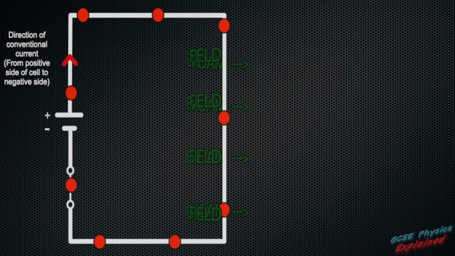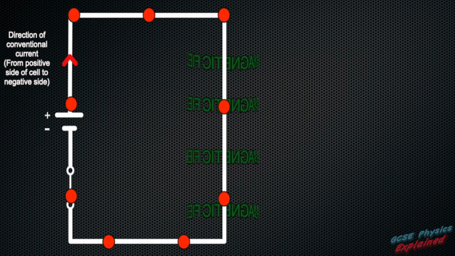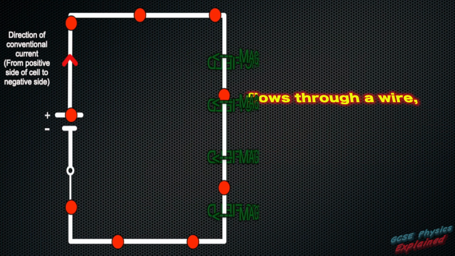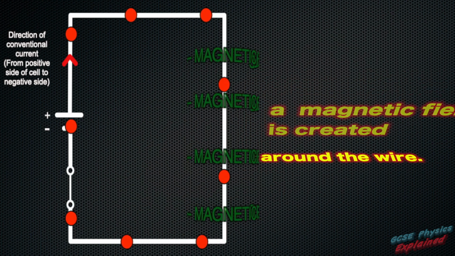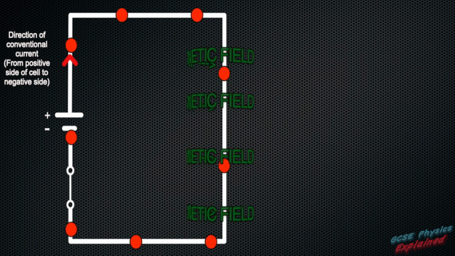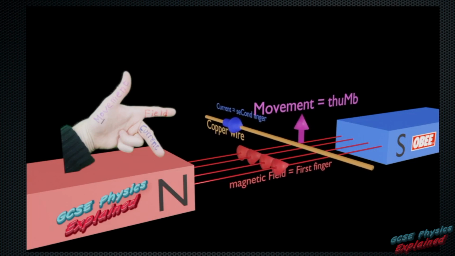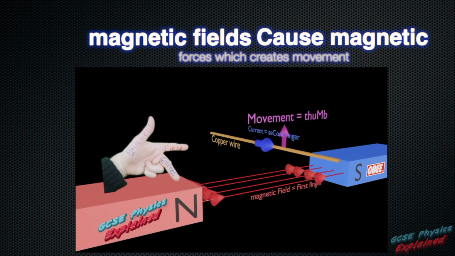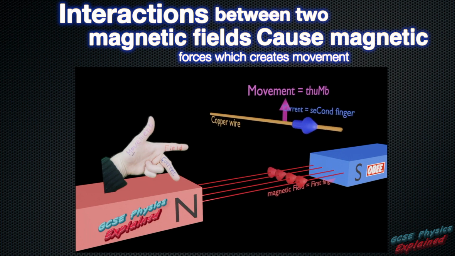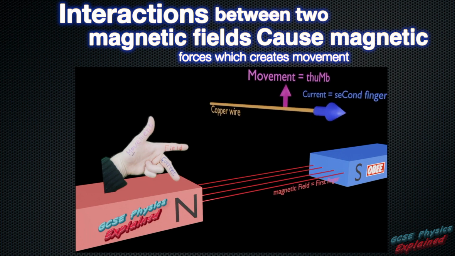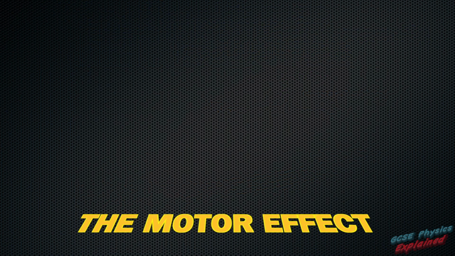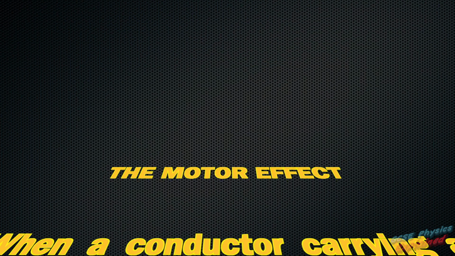Remember, from a previous video, I explained that when a current flows through a wire, a magnetic field is created around the wire. If you now take that wire and place it into a magnetic field, interactions between the two magnetic fields cause magnetic forces, which can cause the wire to move either up or down. This is called the motor effect and is summarised like this.